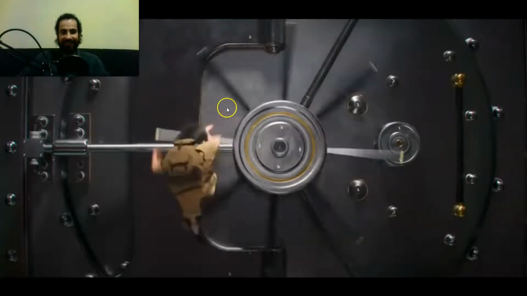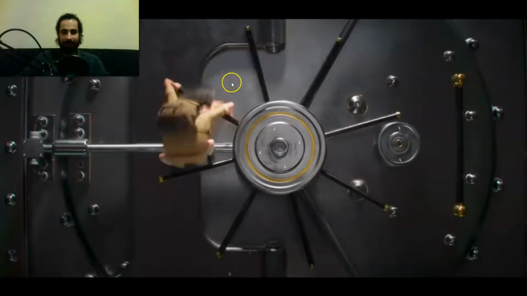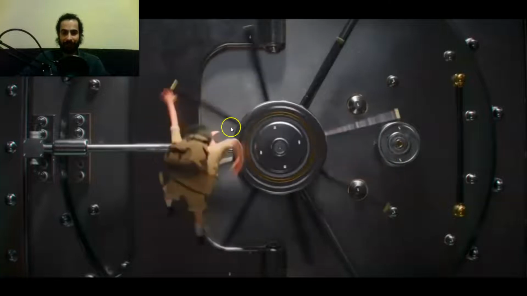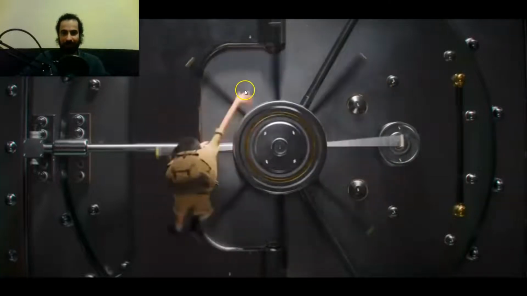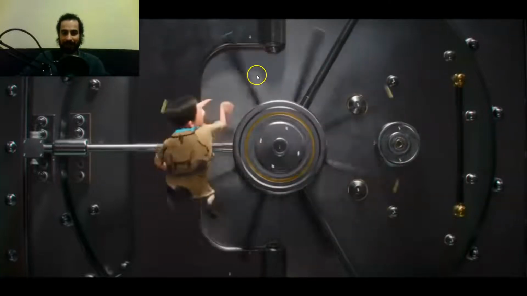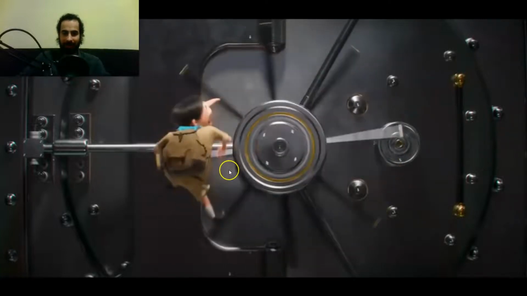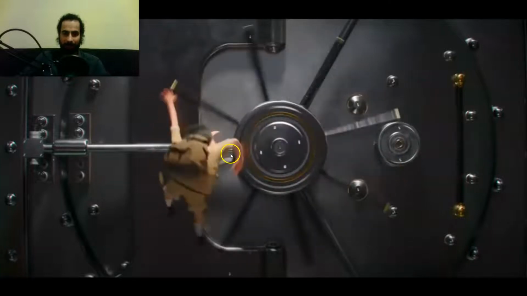And then as he is opening it, he seems like he's fighting for survival, just trying to latch on to the next one and trying to stay on the same level. And you can see how they exaggerated the drag on the arms.